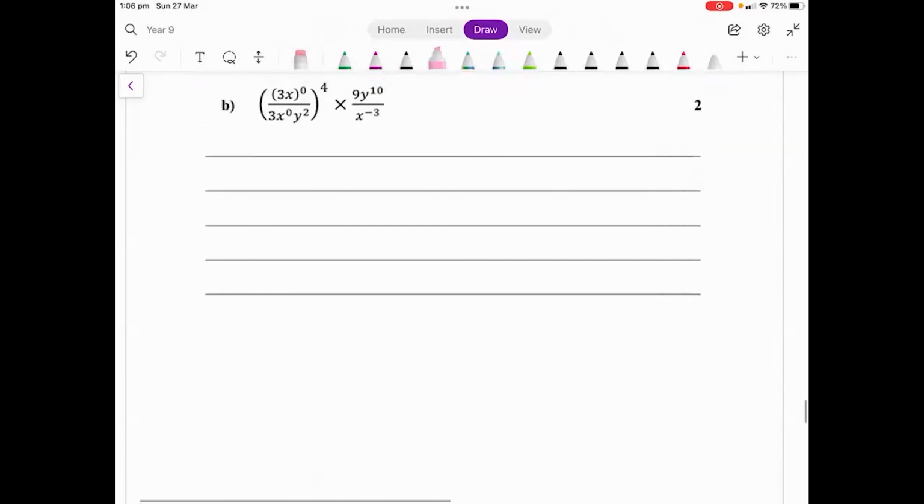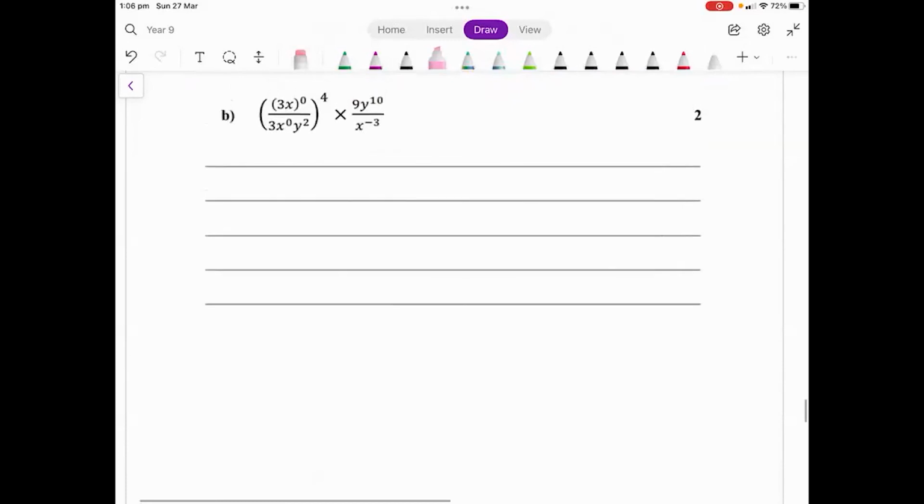Question B. Once again, we start by simplifying inside the brackets first. So I replace that numerator with 1 because it's all to the power of 0. And in the denominator, I replace x to the power of 0 with 1 as well. Then I'm going to expand those brackets. 1 to the power of 4 is just 1. 3 to the power of 4 is 81. And 2 times 4 for the powers of y gives me y to the power of 8. On the right hand side, that term I can leave alone. I don't need to do anything there.